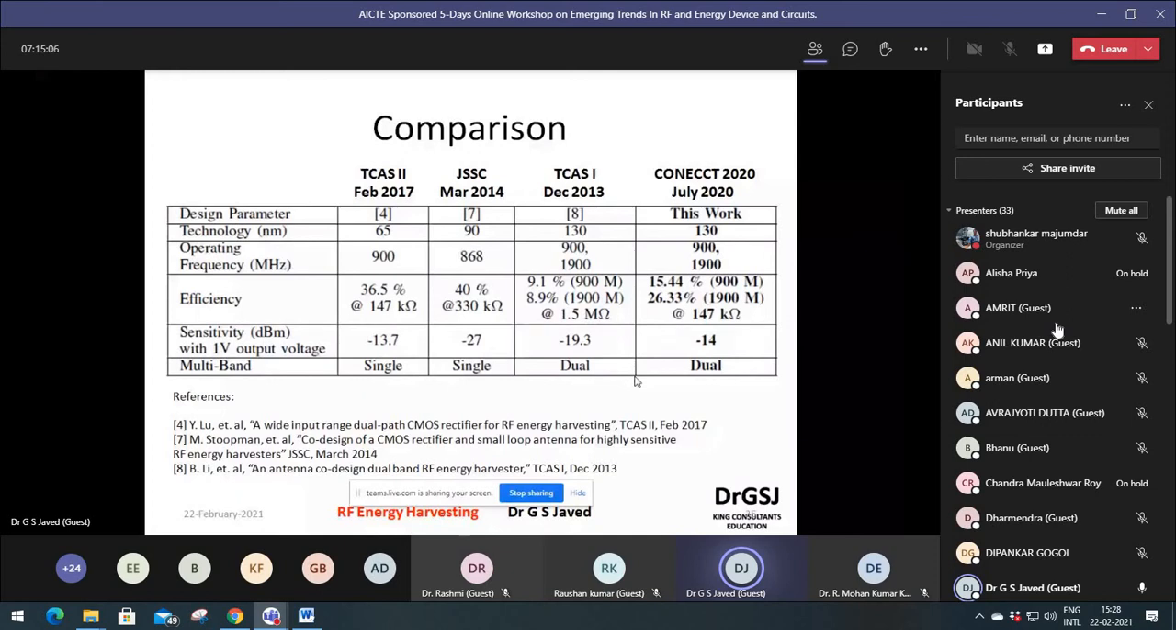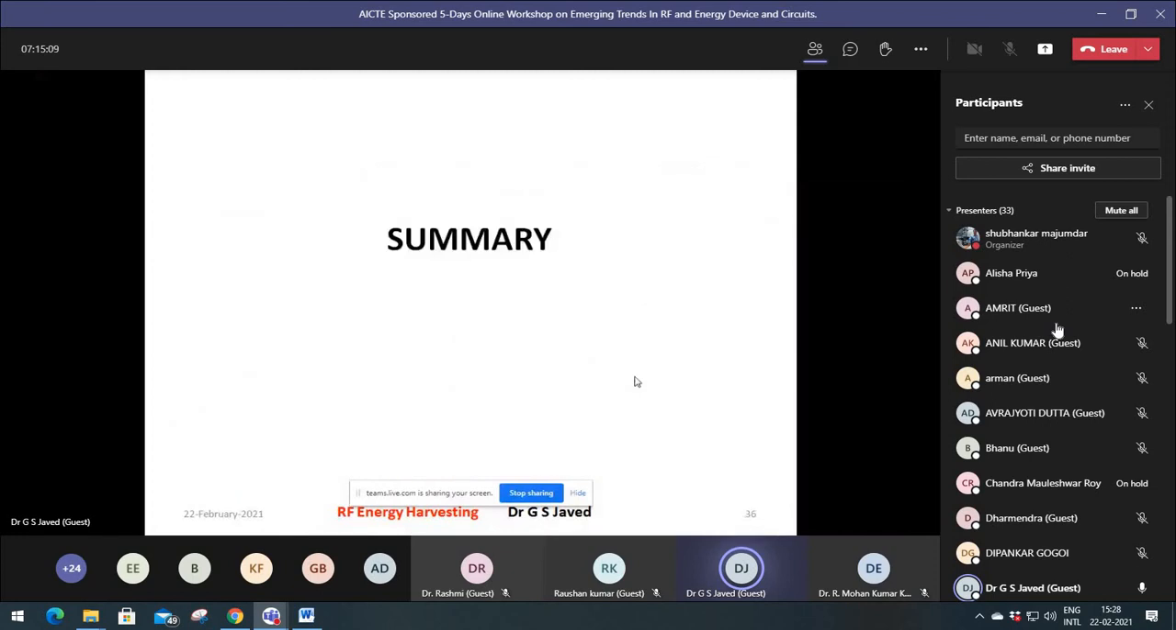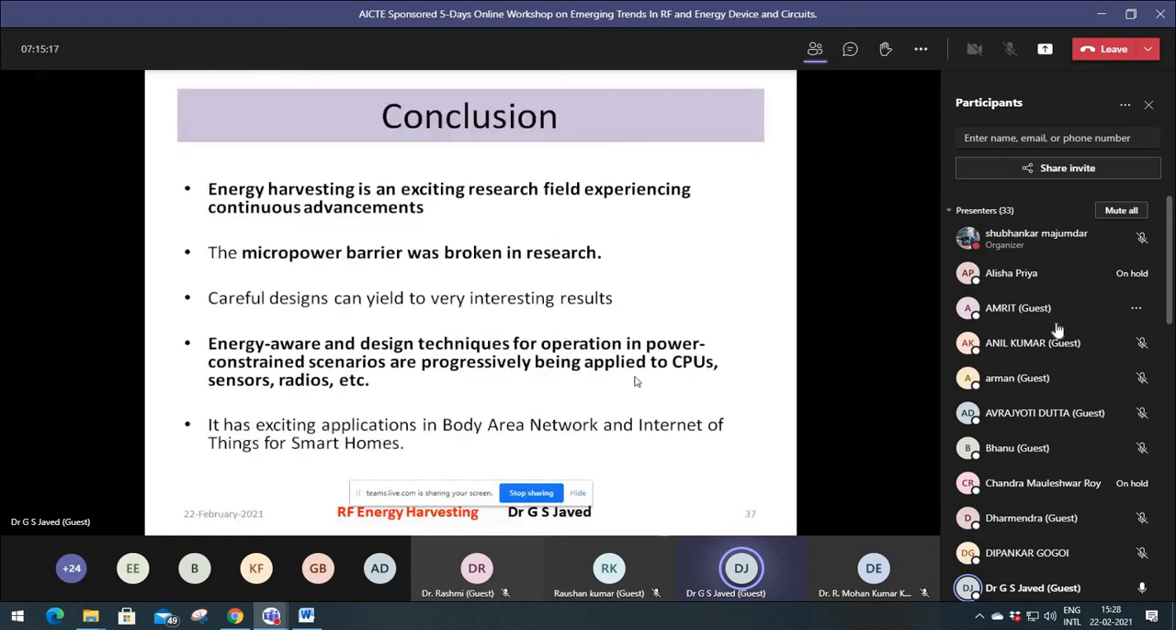Okay, so let me quickly summarize this talk to see what directions we have. Energy harvesting is an exciting research field experiencing continuous advancements, mostly in signal conditioning and now more so in power storage and power control loop generation. The micro power barrier has been broken in the research, so that means they are able to go below 1 microwatt and operate the control loop and system function and make it work. Extremely careful designs can yield very interesting results.